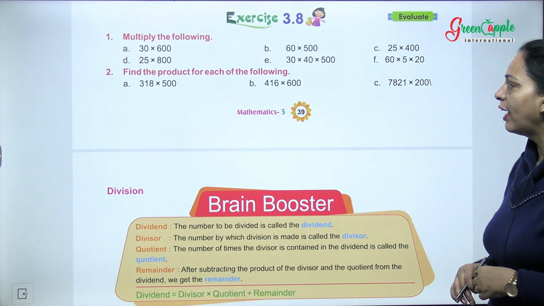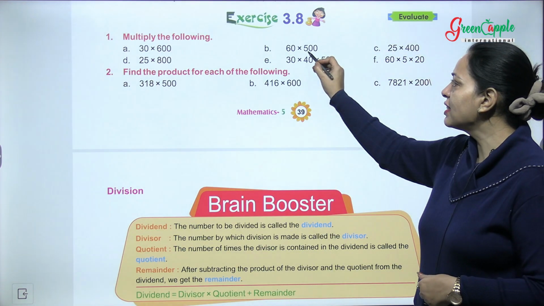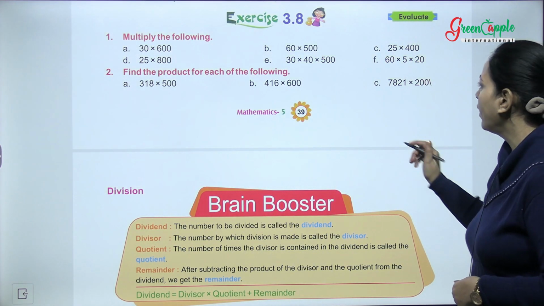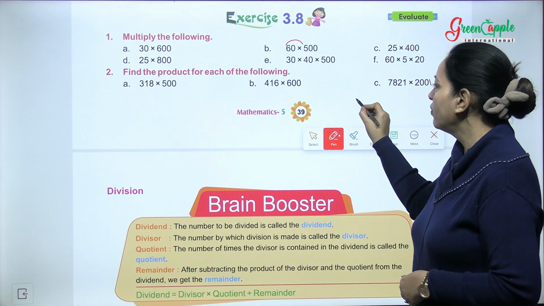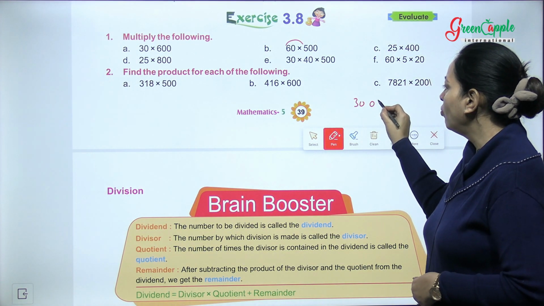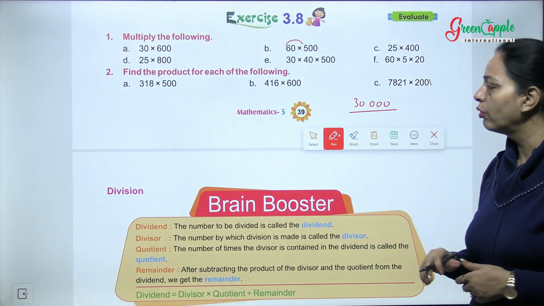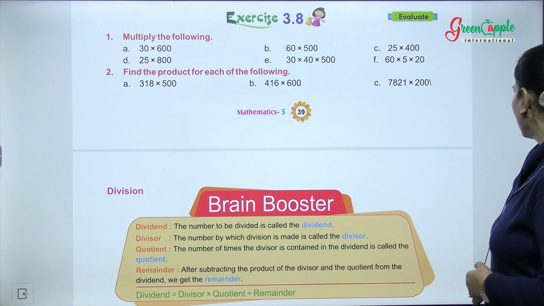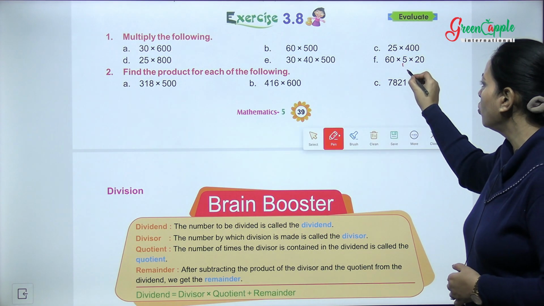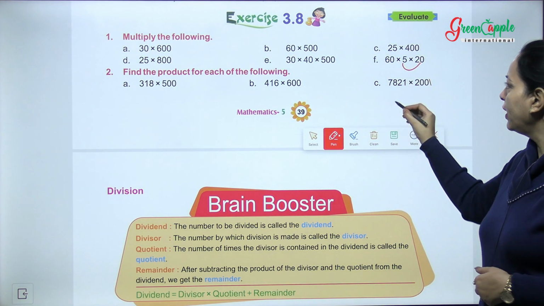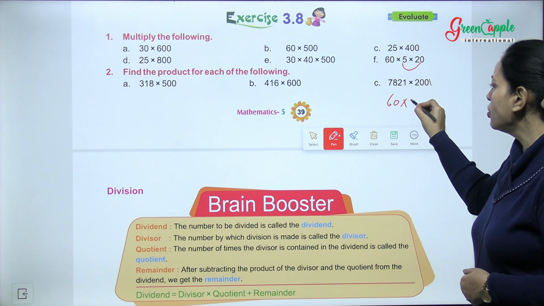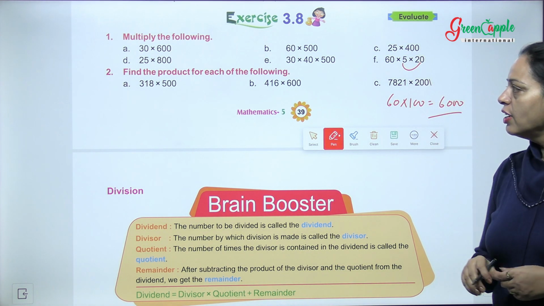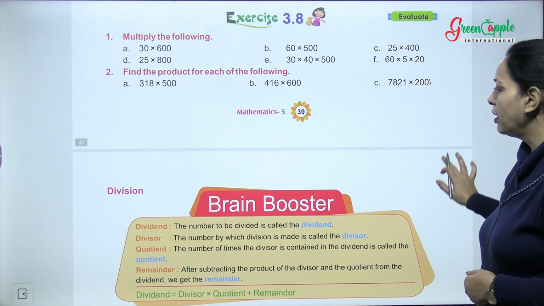Now come to the next exercise 3.8, question number 1. Multiply the following. Like here B part, 60 multiplied by 500. So what are you getting? 6 into 5, this is 30 and 3 zeros more. Okay. Now similarly F part, 60 into 5 into 20. So what to do? We can do grouping. 5 into 20 is 100. So 60 into 100. So this is 6,000. Okay. So similarly we can try the remaining parts.